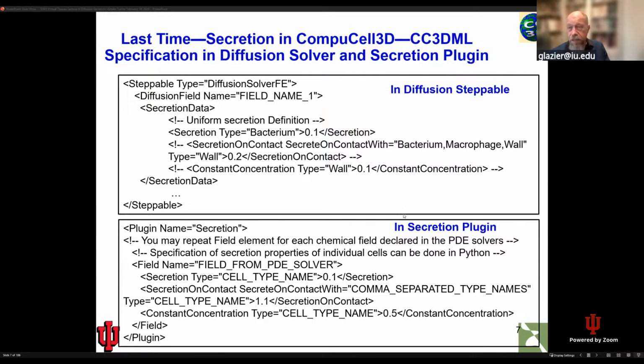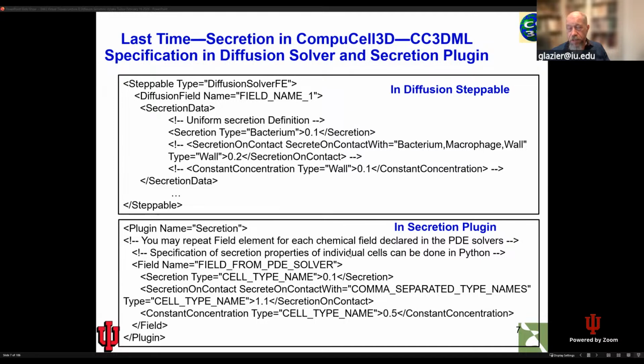It's not quite identical. Within the diffusion steppable, there's a block called secretion data. You specify the cell types that secrete. This is constant flux, constant rate. And there are secrete on contact options. There are constant concentration options for different cell types.